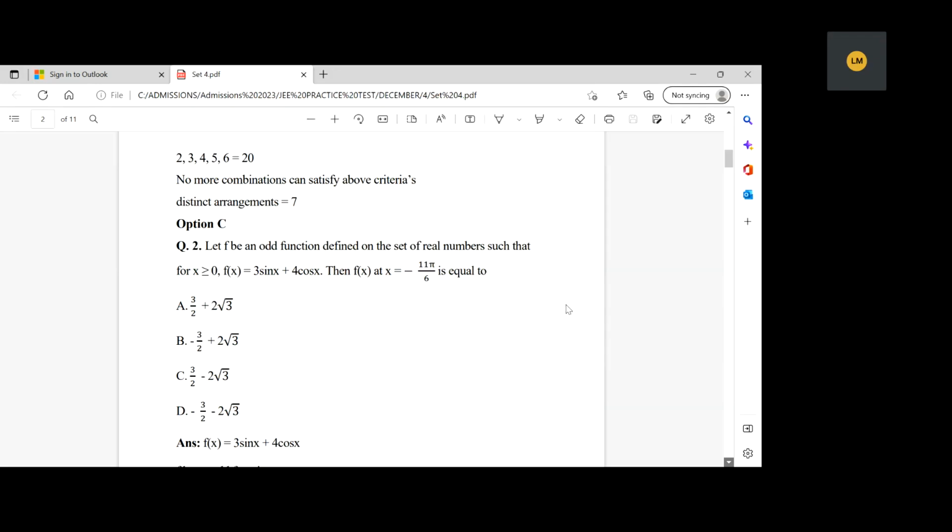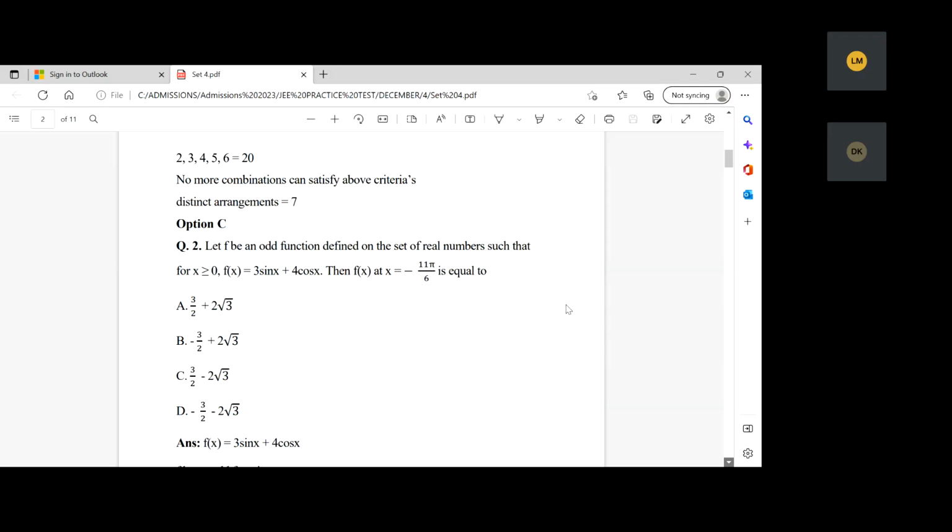Let f be an odd function defined on the set of real numbers such that for x greater than or equal to 0, f of x equals 3 sin x plus 4 cos x. They have given that f of x at x equal to minus 11 pi by 6 is equal to... I need to find out f of x where x is minus 11 pi by 6. What is the value? I need to find that.